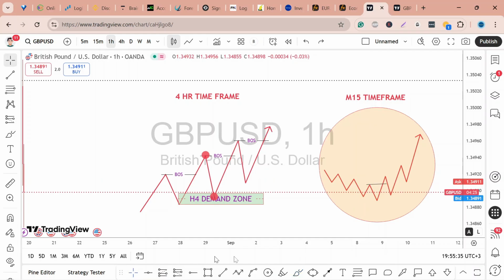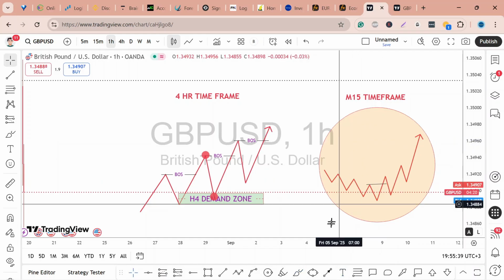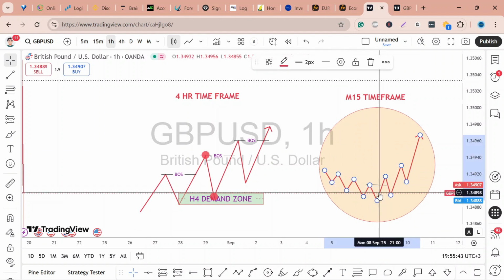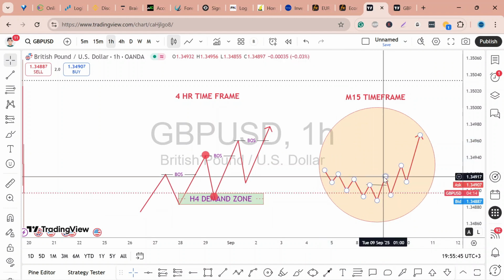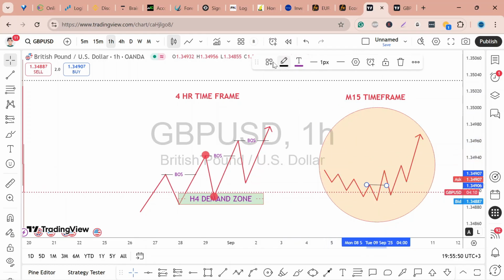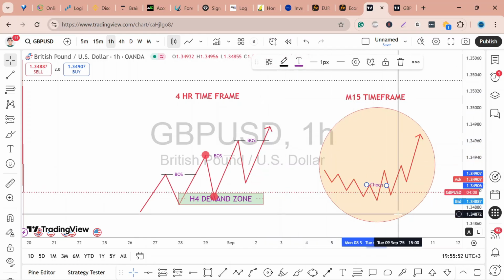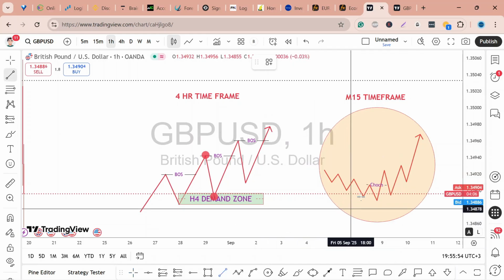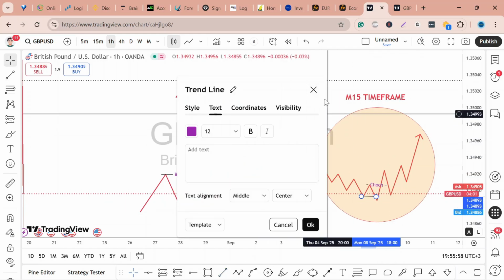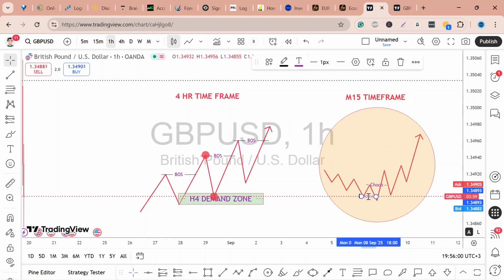Once the last lower high has been broken vigorously by this move here, then this is what we call the change of character. And these ones that were happening on the other side are just a normal break of structure.